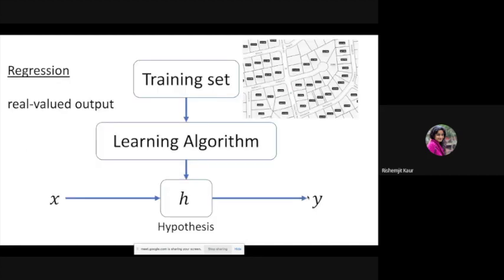So if I simply talk about regression, this is how simple it is. You have a certain training data set, we develop a learning algorithm on top of it given the x and the y, and we find out the hypothesis.